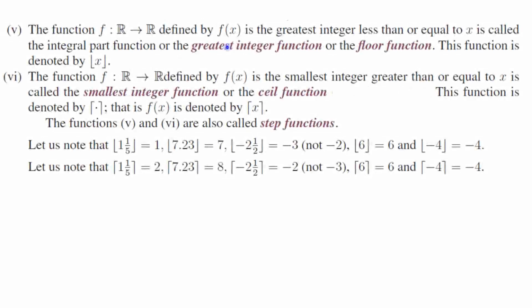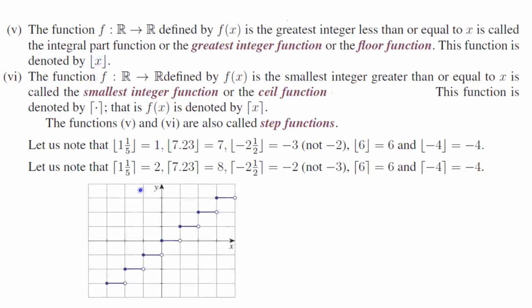Next we are going to see the greatest integer function. The function f from R to R defined by f of x is the greatest integer less than or equal to x. So it should be less than the value of x, or it can be equal, they have said. It is called the integral part of the function, or the greatest integer function, or the floor function. This function is denoted by a floor symbol, like an L-shaped symbol with x written in between.